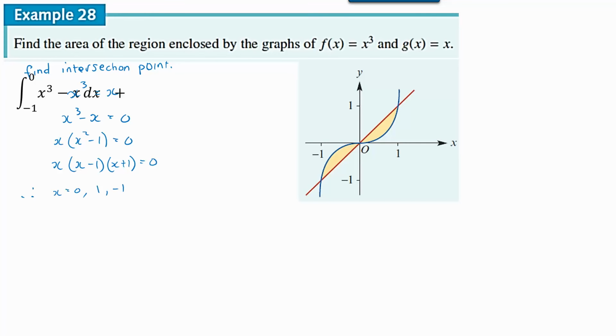-1 is where they intersect, 0, 1. Cubic graph and a straight line. Now you're just trying to find the area enclosed, which means the area between those two curves. Did I just give you the... Here we go.